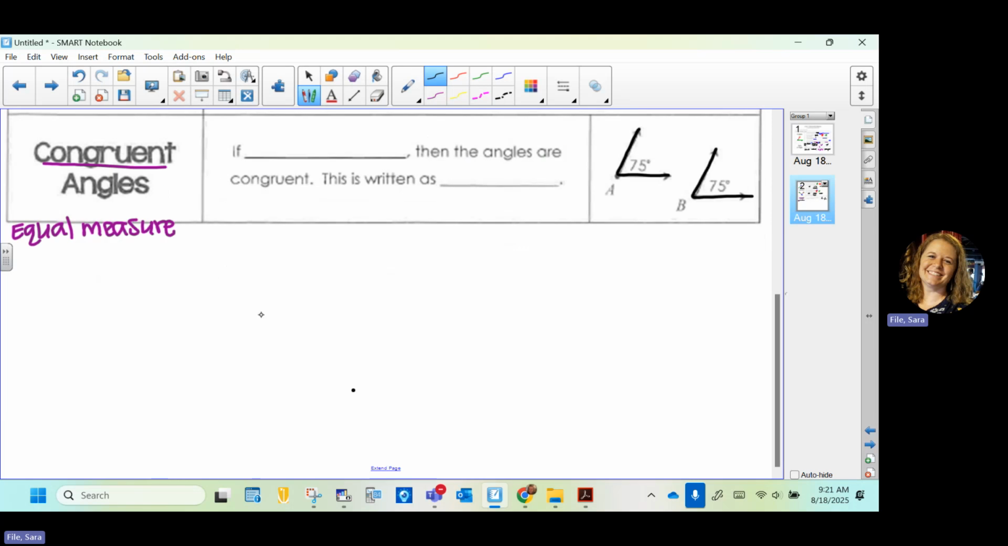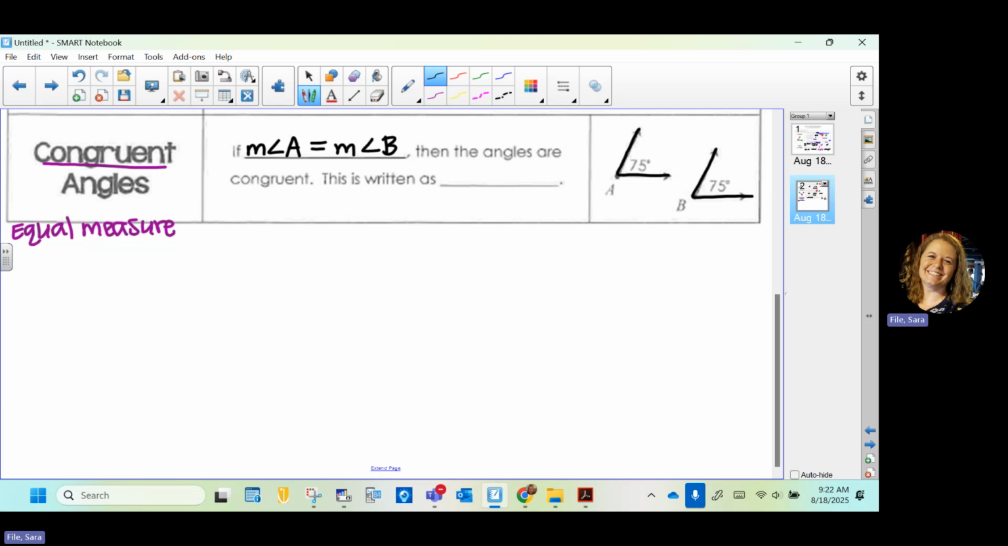So I'm going to say the measure of angle A equals the measure of angle B. Anytime that's true, if the angle measure for 2 angles is equal, or more than 2, it's fine as well. If the angle measure is equal, then the angles are congruent. So the way we write a congruent statement just looks slightly different.